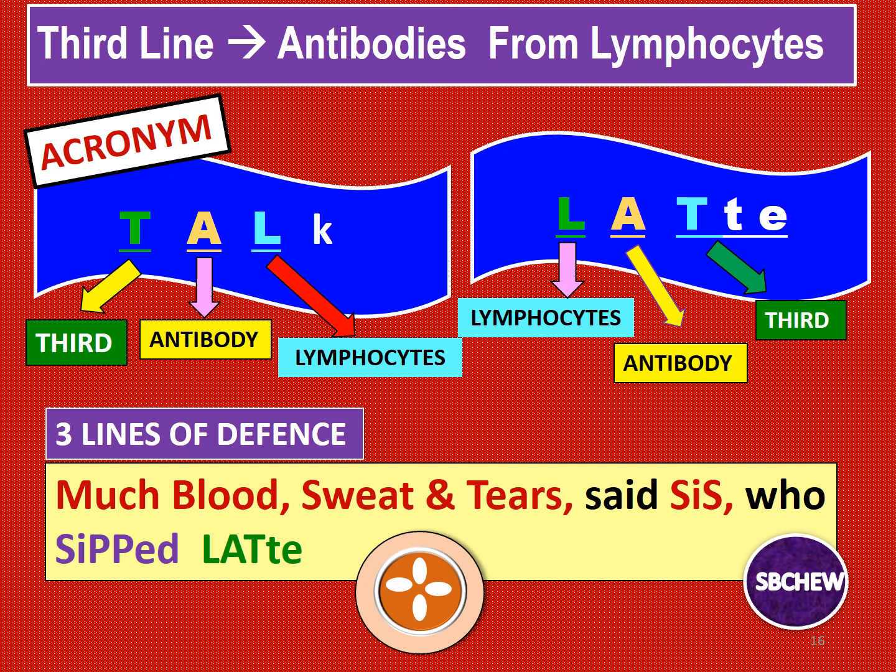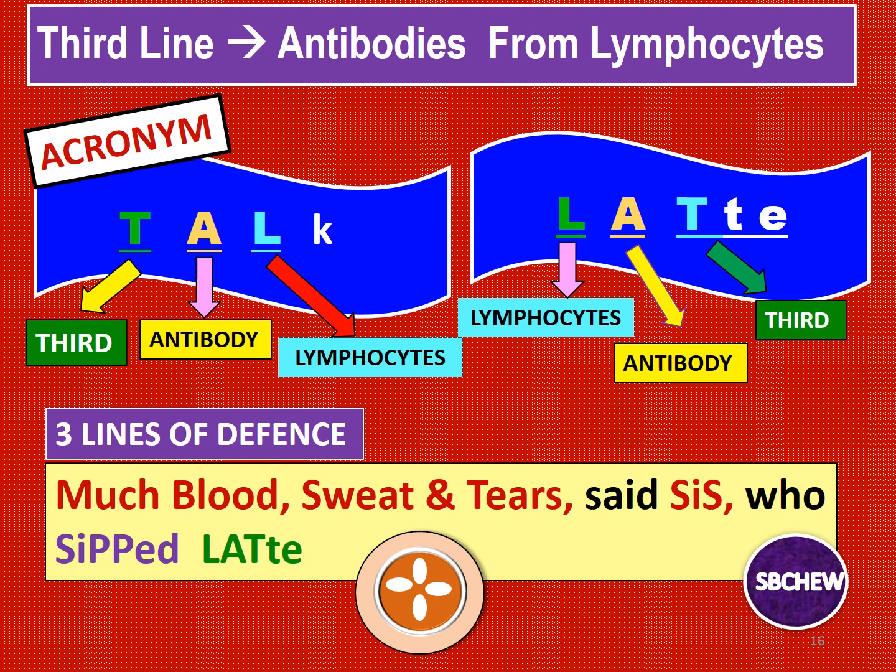Finally, here is a suggestion to combine the three lines of defense together. Suggestion for the mnemonic that can be used: Much blood, sweat and tears, said Sis, who sipped latte. So much blood, sweat and tears, said Sis is the first line of defense.